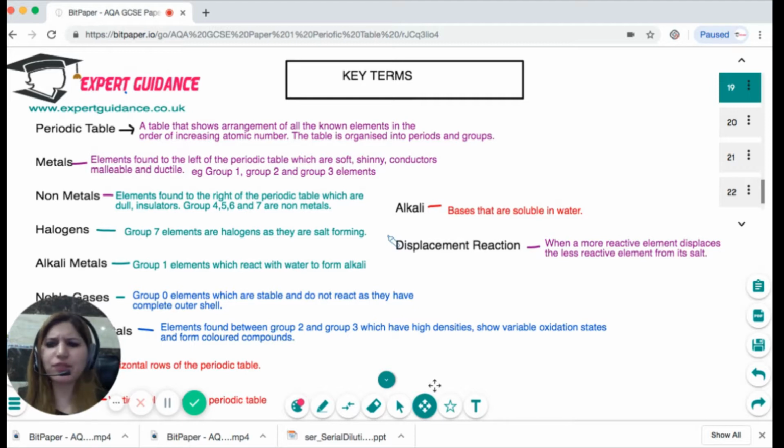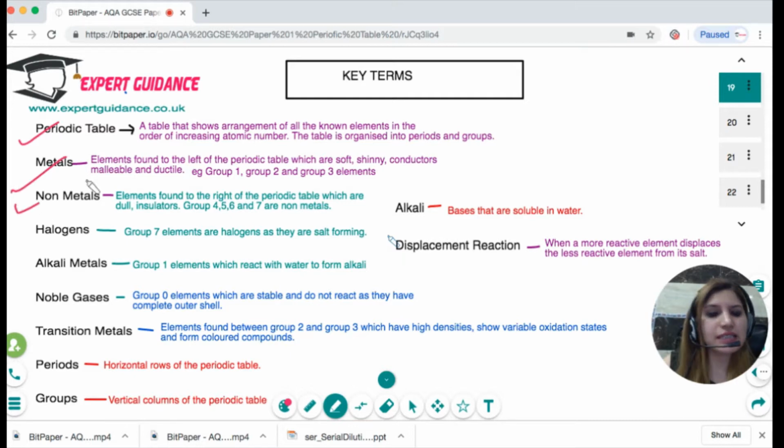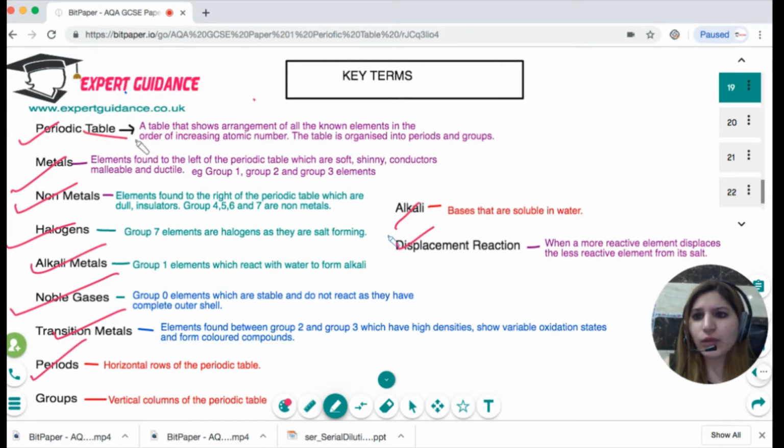Now let's quickly brush up the key terms that we saw in this unit. We discussed the periodic table, metals, non-metals, halogens, alkali metals, noble gases, transition metals, periods, groups, alkalis, and the displacement reaction. Now, what is a periodic table? A periodic table is a table that shows an arrangement of all the known elements in the order of their increasing atomic number or proton number, and the table is organized into periods and groups. Metals are the elements found on the left of the periodic table, which are sharp, shiny, conductors, malleable, and ductile. Example, group 1, 2, and group 3.